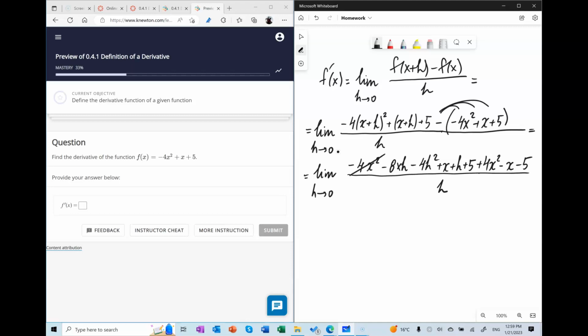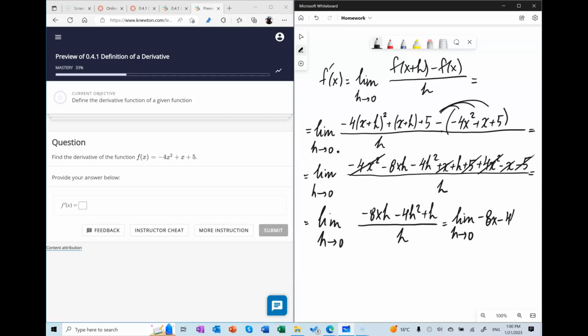And now let's combine the like terms. 4x squared cancels, plus x minus x cancels, plus 5 minus 5 cancels. And what we have left is negative 8xh minus 4h squared plus h, all divided by h. And notice how every term in the numerator has h, so we can just divide everything by h. So we have negative 8x minus 4h plus 1. And when h goes to 0, this term goes to 0, everything else remains. So the final answer is negative 8x plus 1.